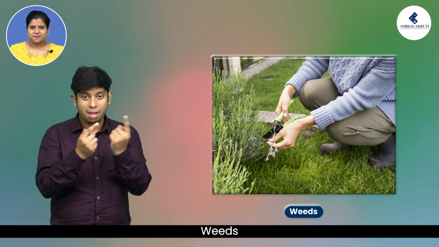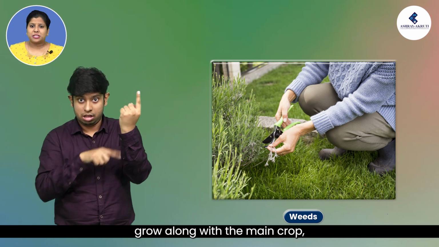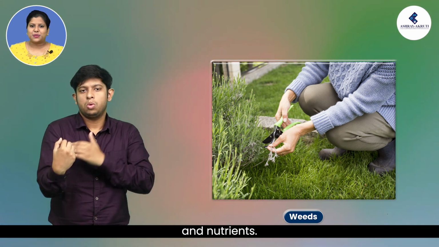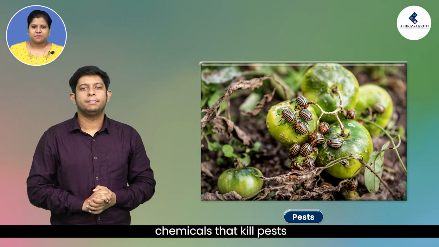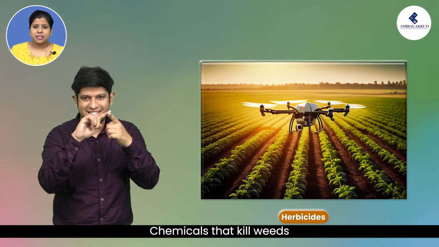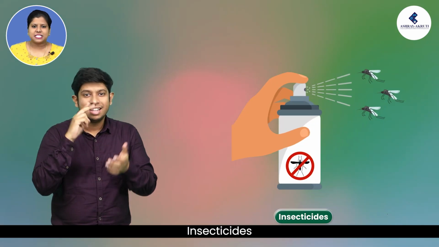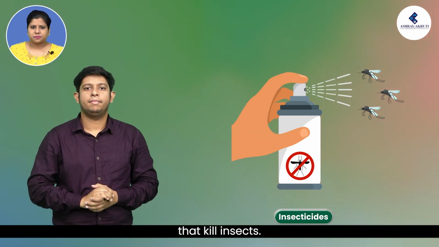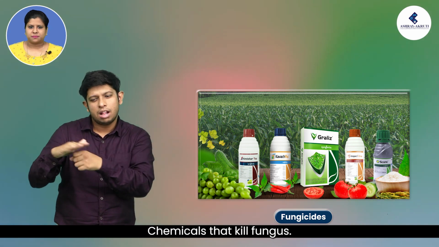Weeds: undesirable plants that grow along with the main crop and compete for light, space, and nutrients. Pesticides: chemicals that kill pests. Herbicides: chemicals that kill weeds. Insecticides: chemicals that kill insects. Fungicides: chemicals that kill fungus. Concept map.